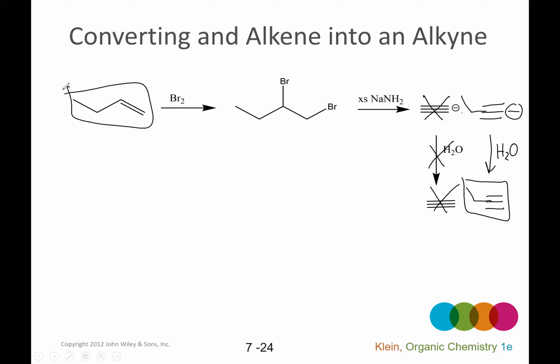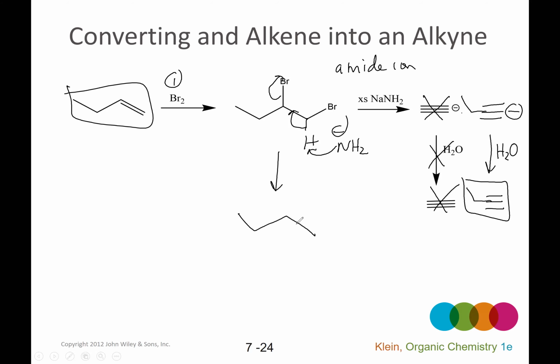This is how you do it every time. The first step, you brominate the alkene, right? And then you add sodium amide in excess. You usually have an excess, like 3 equivalents. So this is how it works. The amide ion, NH2 minus, is a very strong base. You take off the first hydrogen. These electrons go in here and kick out the leaving group.